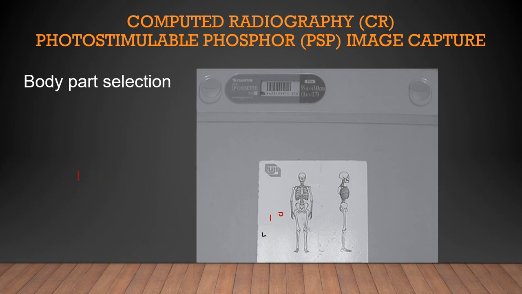So if you select the wrong body part, the imaging system cannot recognize it. The image recognition is accomplished through a computer algorithm, and if the improper part is selected, the image will be processed incorrectly. But you can fix that. You just have to know how to do that.